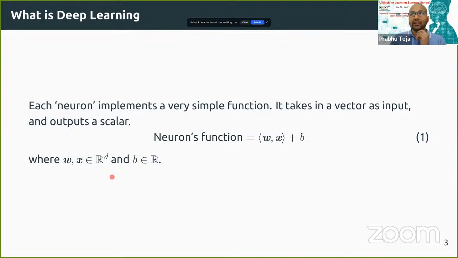This is just a line. It is of the form ax plus by plus c equal to zero. It is literally drawing a line.